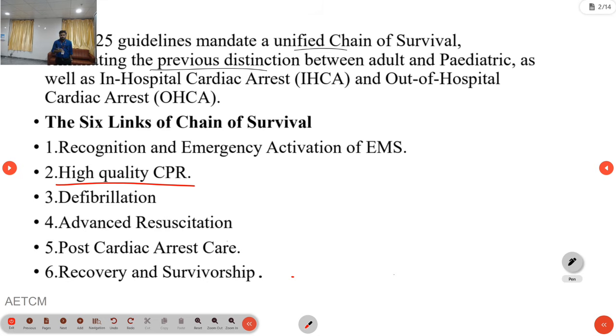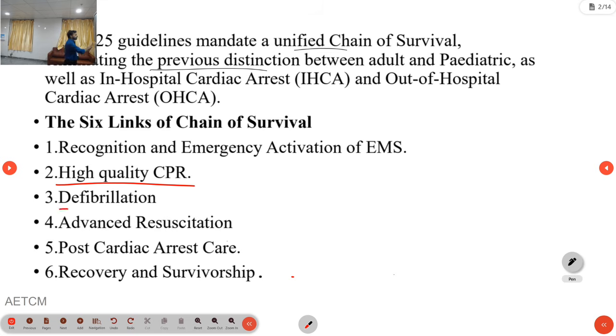We know we have 5 high qualities of CPR, especially in the case of adults. The compression rate is 100 to 120 compressions per minute. The depth of compressions is 2 inches or 5 centimeters. We have to avoid excessive ventilation, minimize interruptions while performing CPR, and allow complete chest recoil. These are the 5 high qualities of CPR that we need to perform.